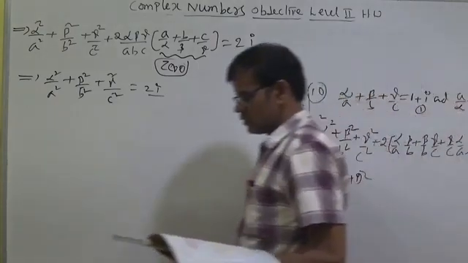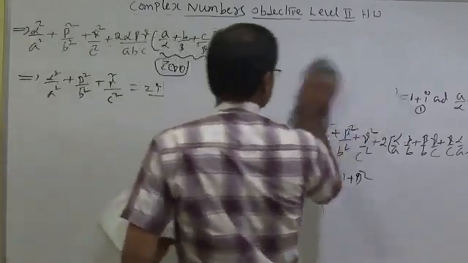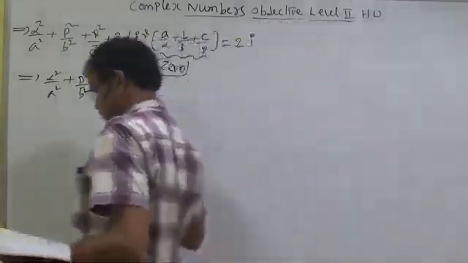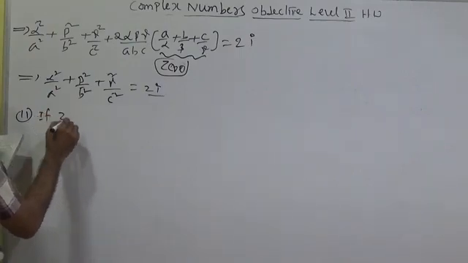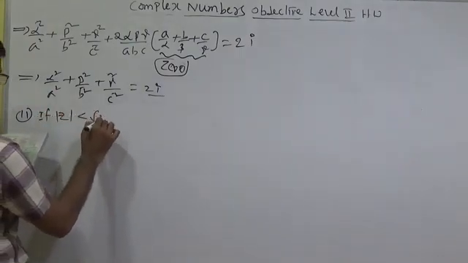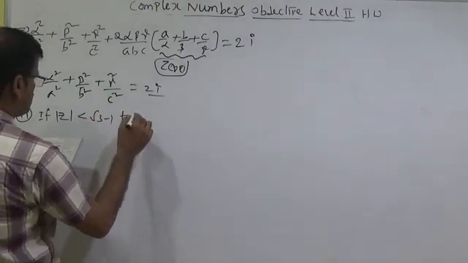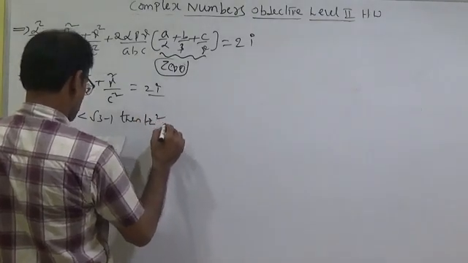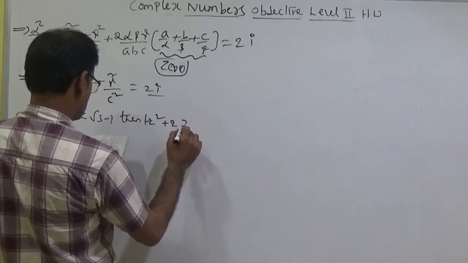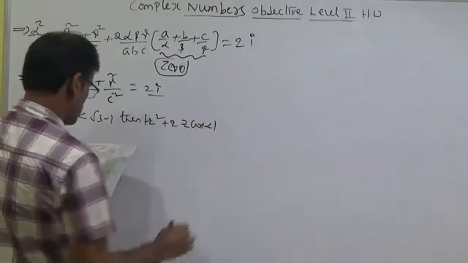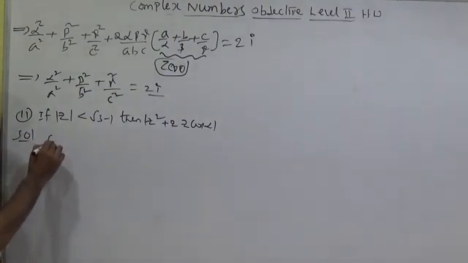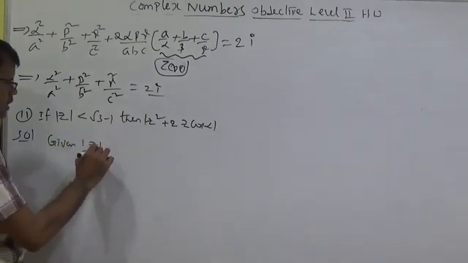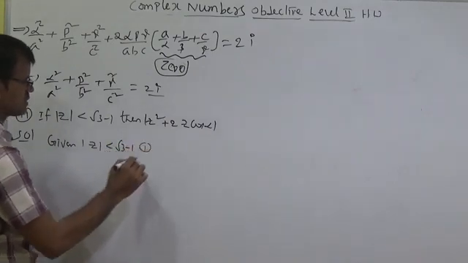Fourth option. Now 11th question. If modulus of z less than root 3 minus 1, then modulus of z square plus 2z cos alpha, given modulus z less than root 3 minus 1, let it be first equation.